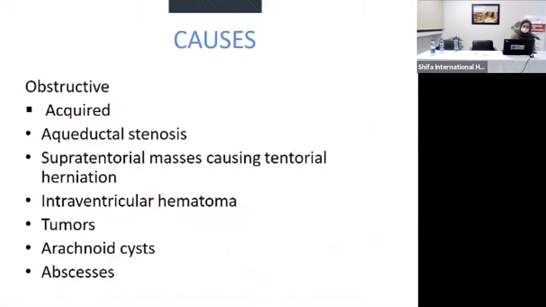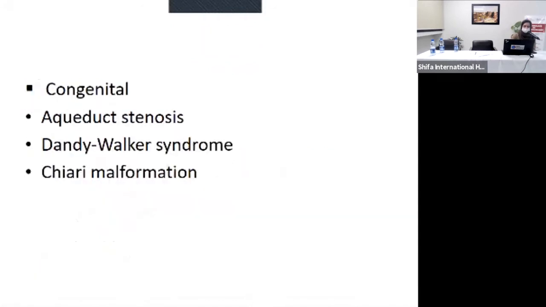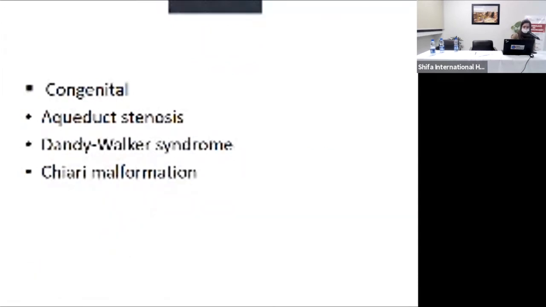The causes for obstructive hydrocephalus can be acquired or congenital. Acquired causes include aqueductal stenosis, mass lesions, ventricular hematoma or tumors within the ventricles, arachnoid cysts, and infections. Congenital causes include aqueductal stenosis, Dandy-Walker syndrome, or Chiari malformations.